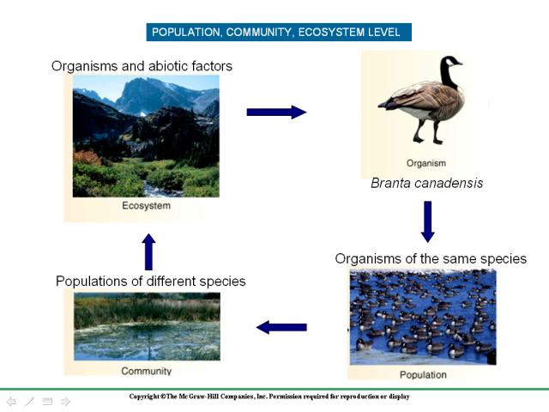Now, if we take that individual organism, this individual Canadian goose, Branta canadensis, and we consider the fact that probably in a given habitat, you're going to have several individuals of the same species. All of those different individuals coming together would be considered a population. So here we have a population of Canadian geese. But if you also consider the fact that probably in a given habitat, you don't only have one species living there, but you have several different species, then you would actually have what's called a community. A community is where you have several different species of organisms living in a given area.